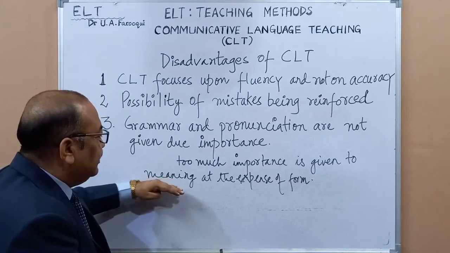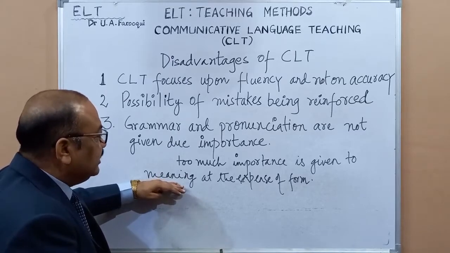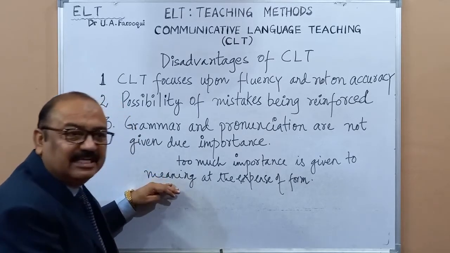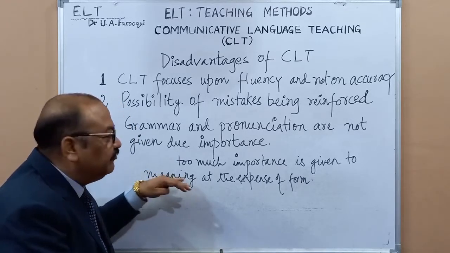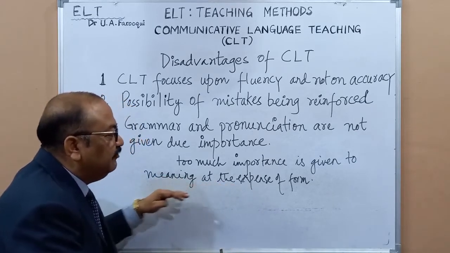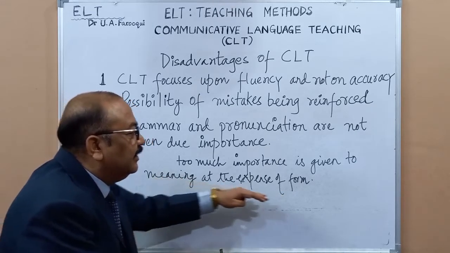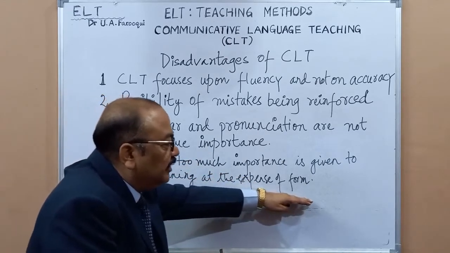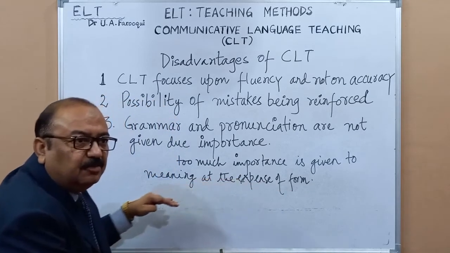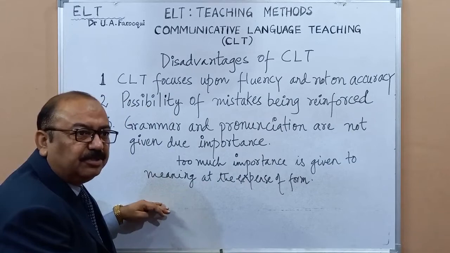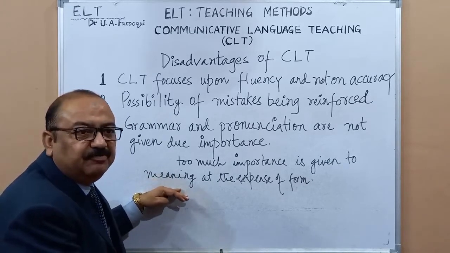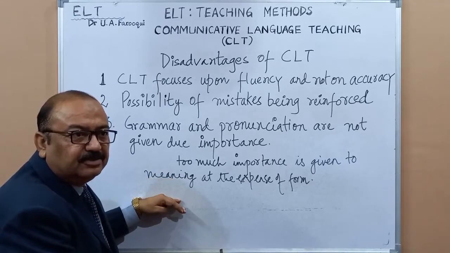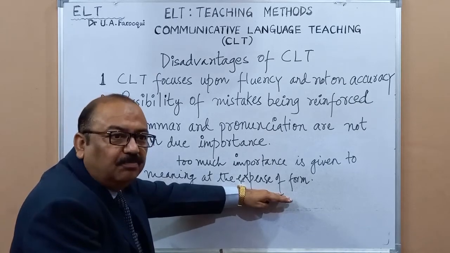That is communication. The way the students are communicating, the way the students are expressing themselves, even if they are speaking wrongly, even if they are making wrong sentences, these mistakes are ignored. Grammatical mistakes are ignored, but what is given priority? Meaning is given priority, use is given priority, communication is given priority. So this is all done at the expense of form.